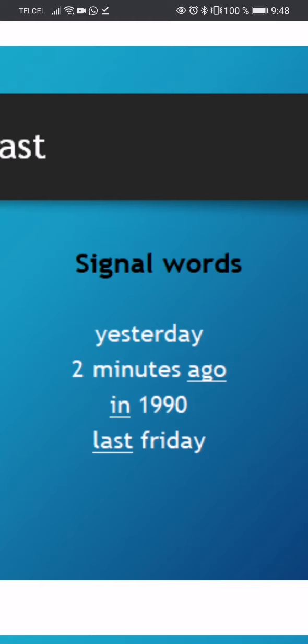The next one we have is in and a year. In 1990, in 2005. Okay, the important is that the moment is in the past. And the last one, we have last Friday, last Saturday, last week, last month, last year. Okay, so these are the signal words.